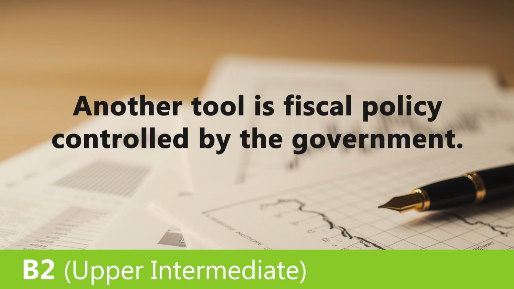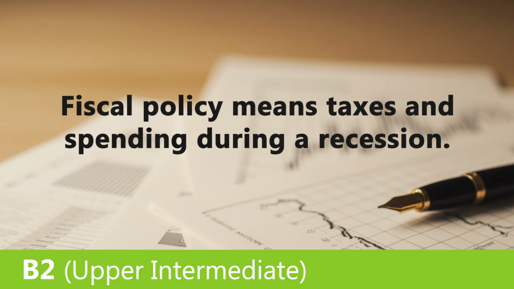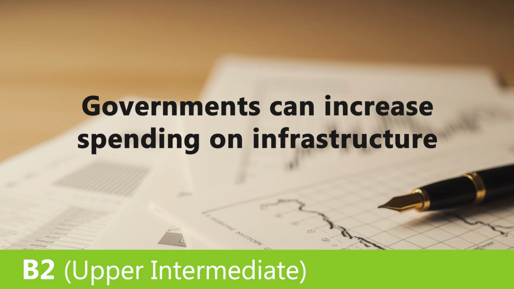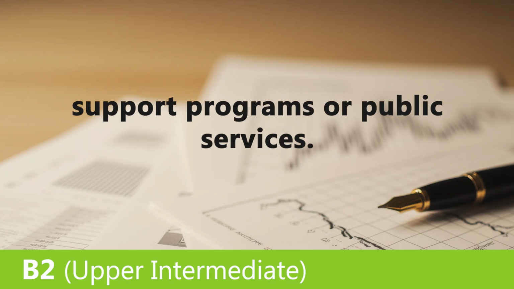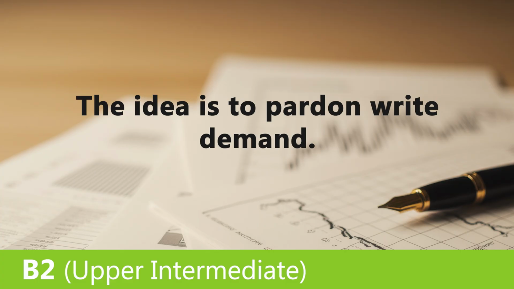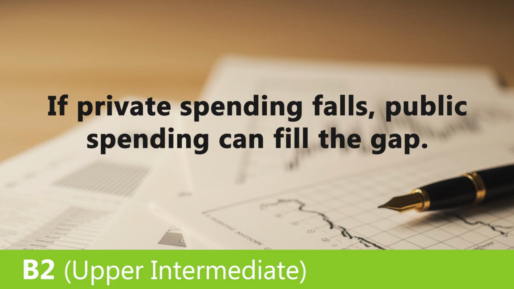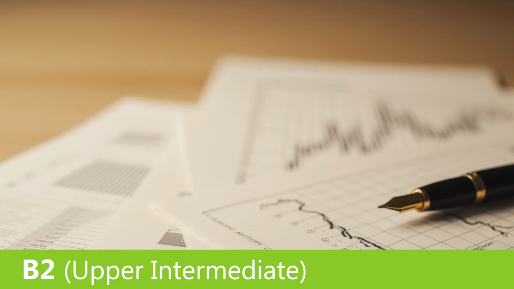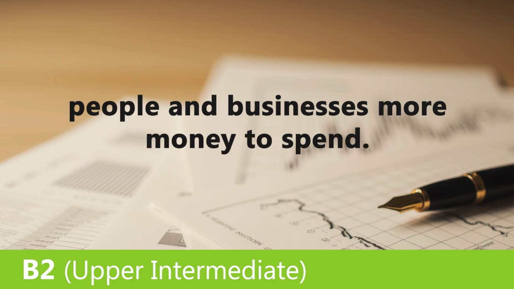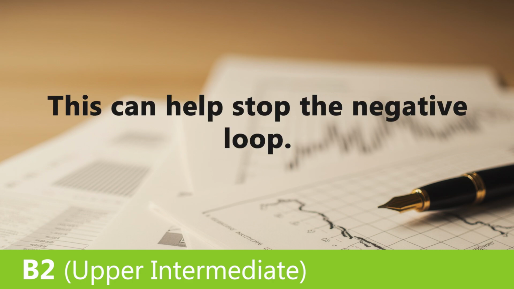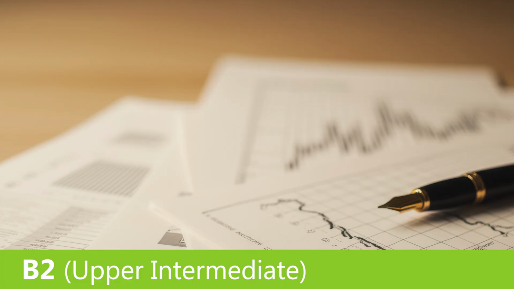Another tool is fiscal policy, controlled by the government. Fiscal policy means taxes and spending. During a recession, governments can increase spending on infrastructure, support programs, or public services. The idea is to support demand. If private spending falls, public spending can fill the gap. Governments can also cut taxes to give people and businesses more money to spend. This can help stop the negative loop.